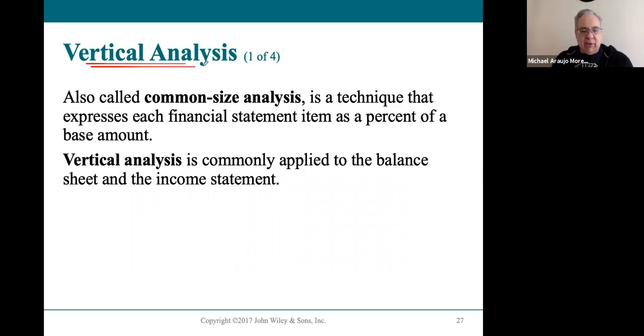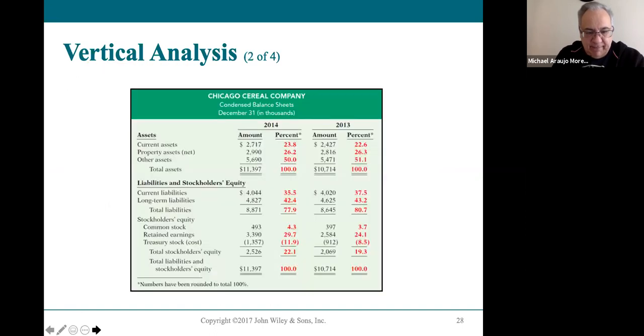Now we're moving on to vertical analysis. Vertical analysis is a very, very, very good thing to know. It's called common size analysis because we look at things as a percentage of a dollar, or a percentage of a base amount. We can apply this to both the balance sheet and the income statement again. So we'll take one at a time.